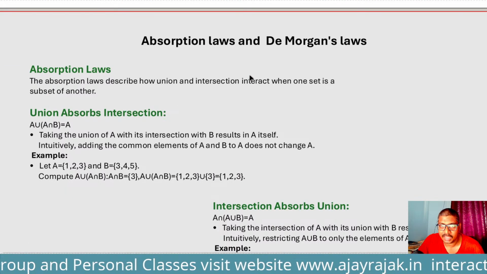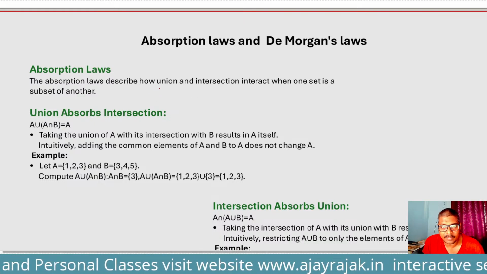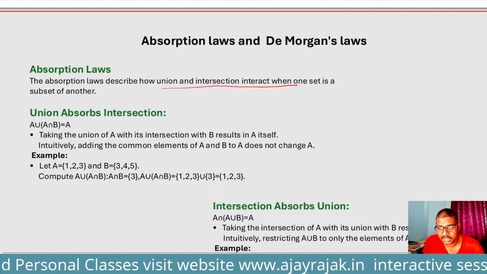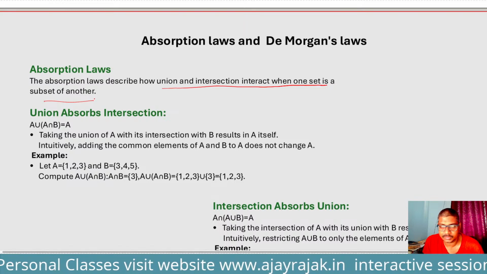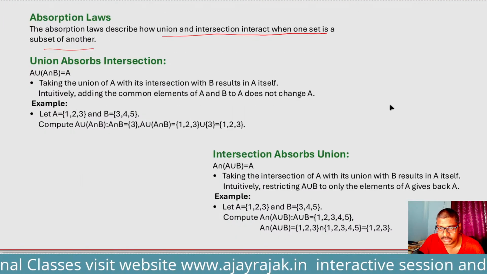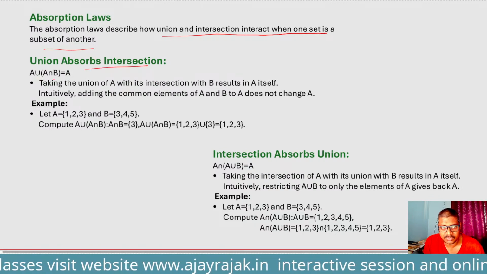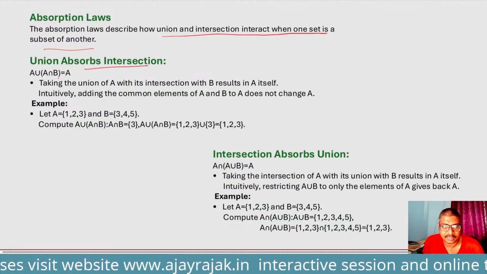Now there is the absorption law and De Morgan's law. The absorption law describes how union and intersection interact with one set and another subset. So here you can see union absorption. This union is going to be absorbed in the intersection of A intersection B.